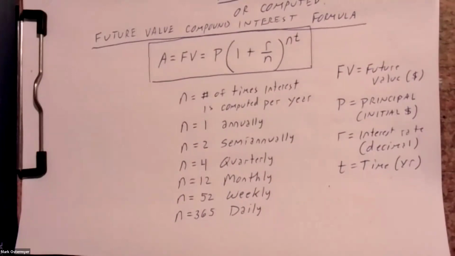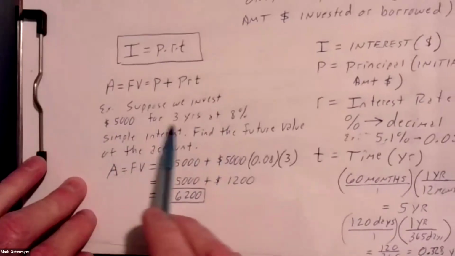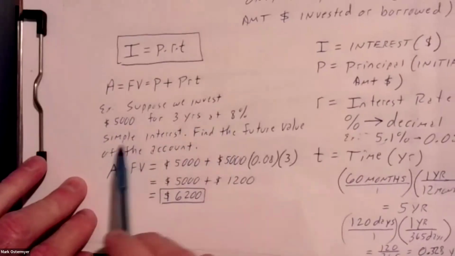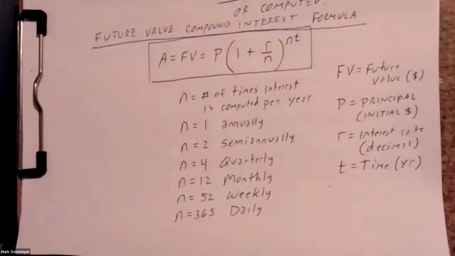All right, let's see if we can put this formula to use. In fact, I will use this formula to work this problem out. $5,000 invested for 3 years at 8%, not simple interest anymore. It's going to be compound interest. So we'll see which one of these accounts pays us more money.